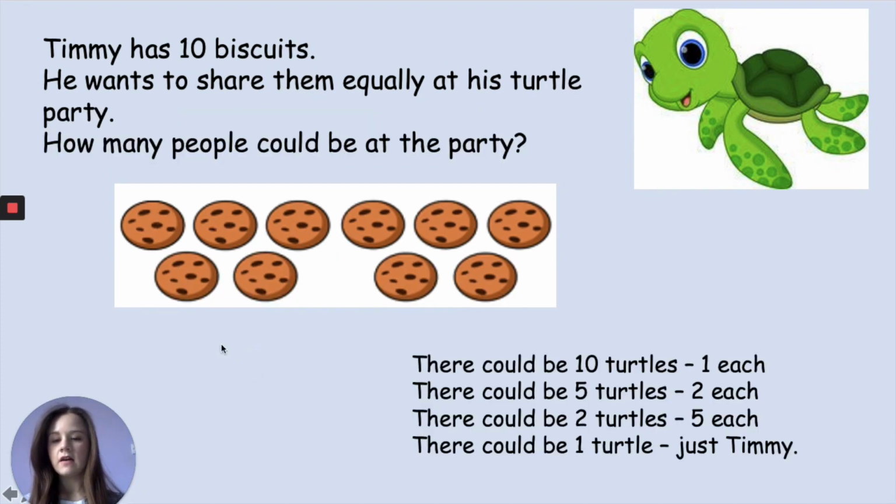So, the answer is there could be 10 turtles, 1 each. There could be 5 turtles, 2 each. There could be 2 turtles with 5 each, or there could just be 1 turtle and just Timmy at the party.